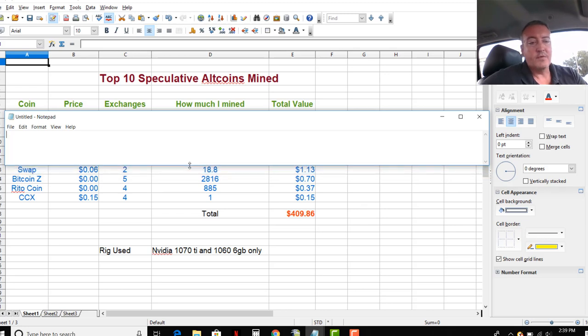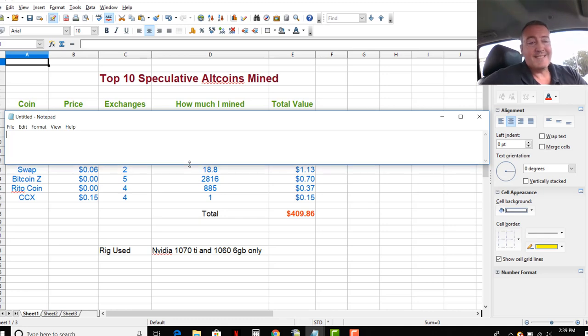Next up in number six spot was Swap. That's the Kukuru coin. Use that Kukuru algorithm. 6 cents a coin roughly right now. It's only on two exchanges. 18.8 mined in 24 hours, giving me $1.13. So not too bad, but it regularly right now shows up at the top of What to Mine. If you're looking for pretty much NVIDIA cards, you'll find that up there at the top.